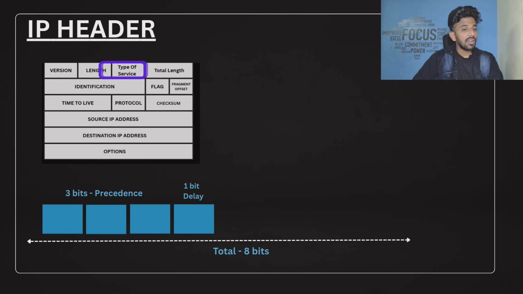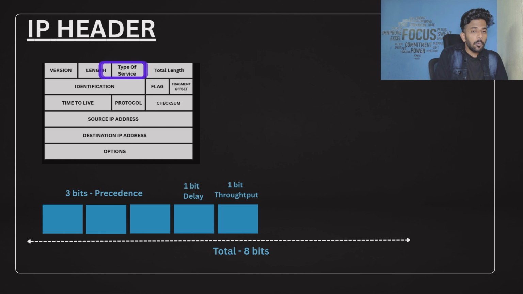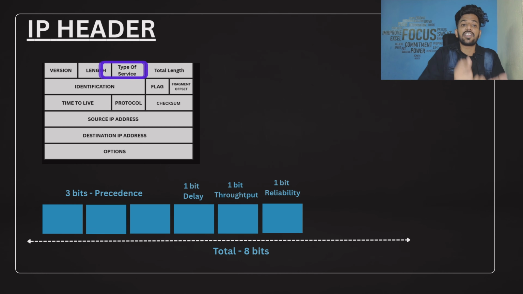The next one is throughput. This is also 1 bit. High throughput is preferred. It is used for bulk transfers. The next one is reliability. This is also 1 bit. It is used when high reliability is required. And we also have 2 bits that are reserved.